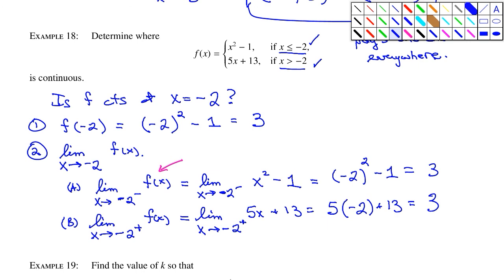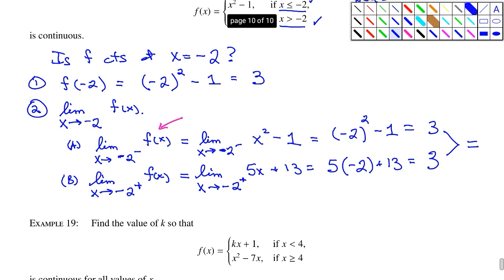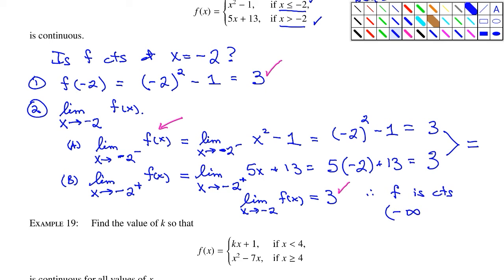That's great news. So since these are both equal, that means the limit as x approaches negative 2 of f of x is equal to 3. That means this is equal to that. The limit is equal to the function value. And that means f is continuous at negative 2. But I've already decided that f was continuous every place else as well. So the ultimate realization here is that f is continuous on negative infinity to infinity. It's continuous everywhere.